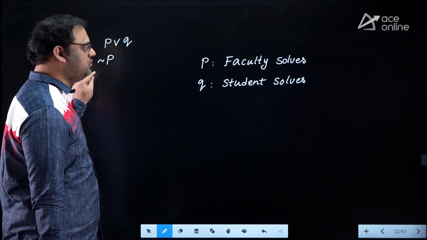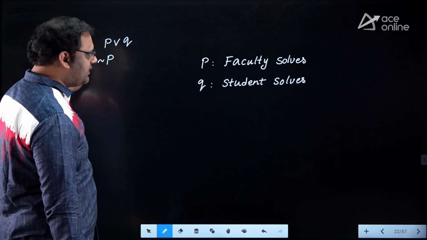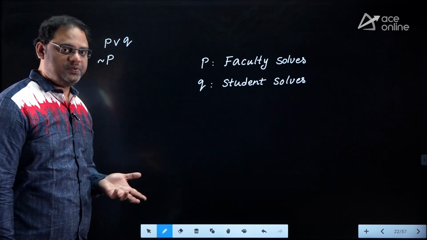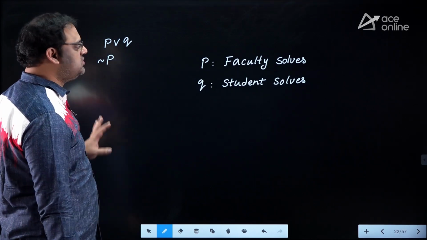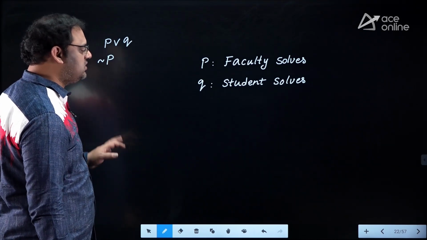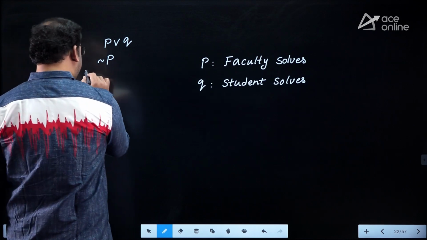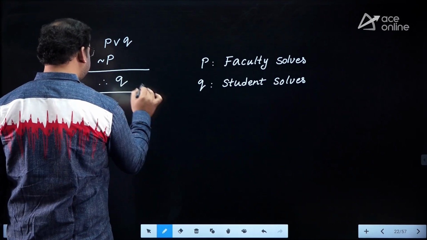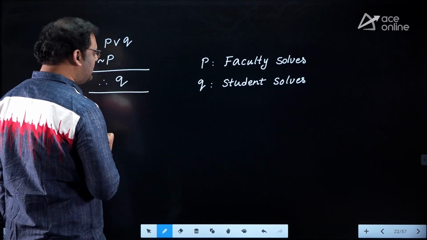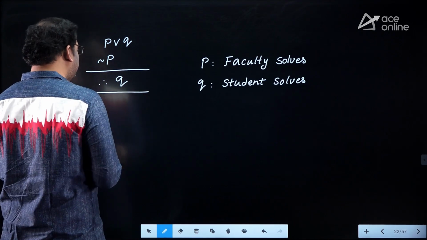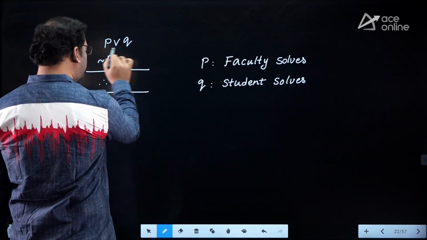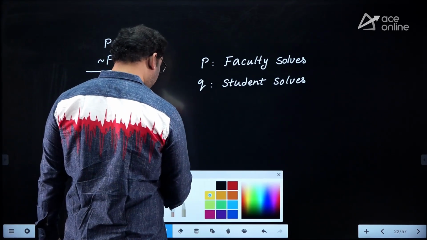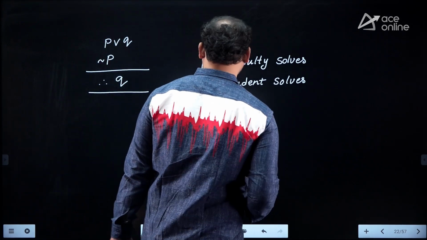Negation P is also true, which means the statement that faculty solves the problem is going to be false. Negation P is true, P is false. So faculty does not solve the question. If the faculty does not solve the question, then the student has to solve the question. There is no other alternative to the student. Otherwise, the statement P OR Q cannot be true. Am I right, my dear?